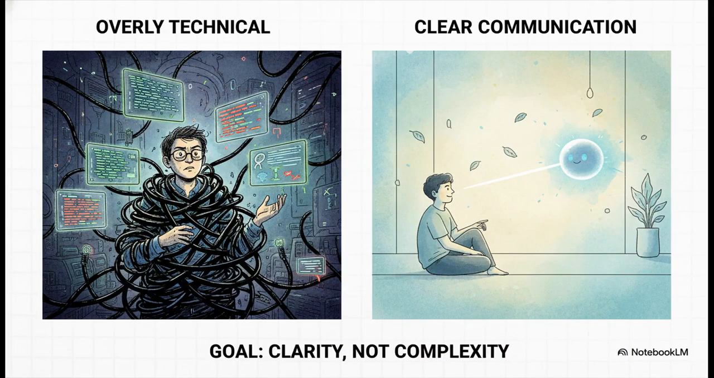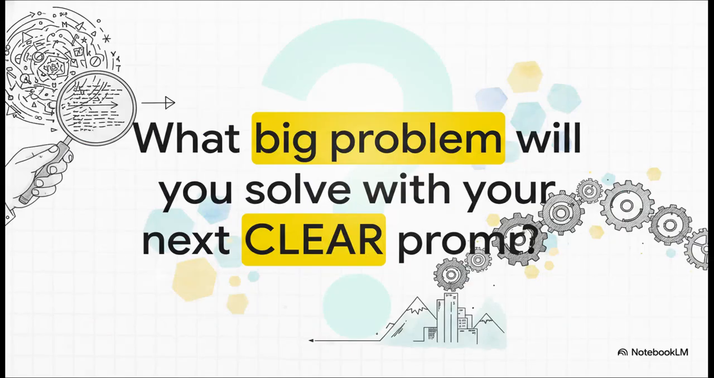And that really brings us to the most important thing to remember here. You don't need to be a coder. You don't have to become some so-called prompt engineer to get incredible results from AI. As this final slide says, the goal isn't complexity. You just have to be clear. Look, this framework gives you a systematic way to find that clarity. It turns what feels like a frustrating guessing game into a reliable, strategic process. So the only real question left is, what big problem, what important challenge are you going to solve with your next much clearer prompt?